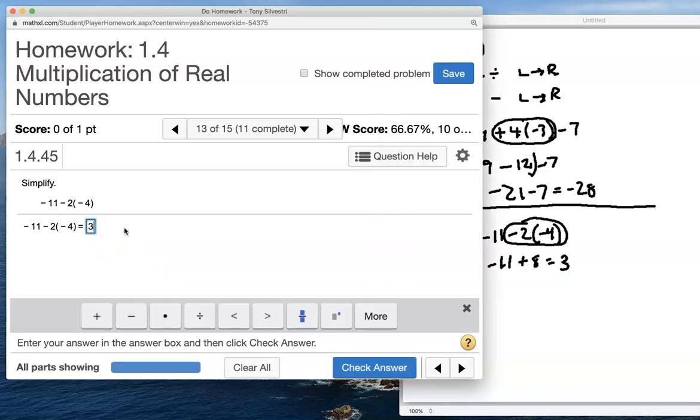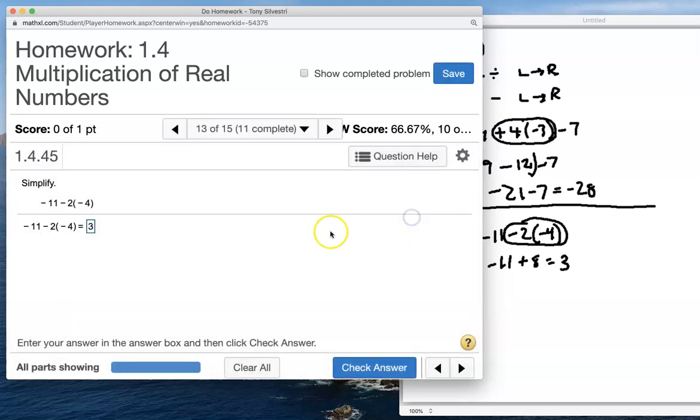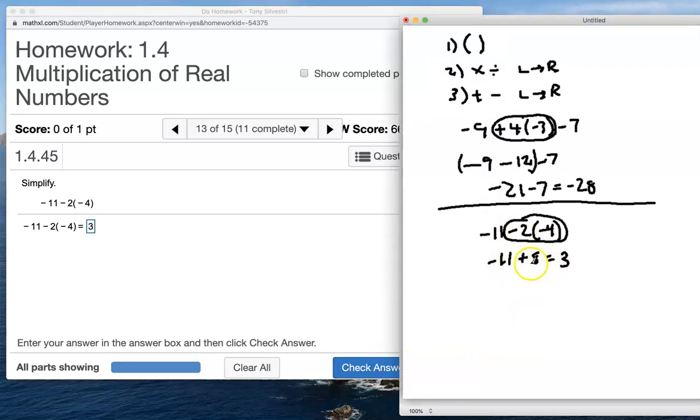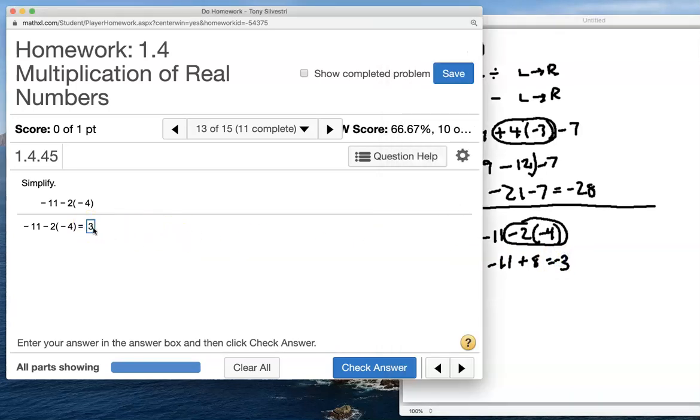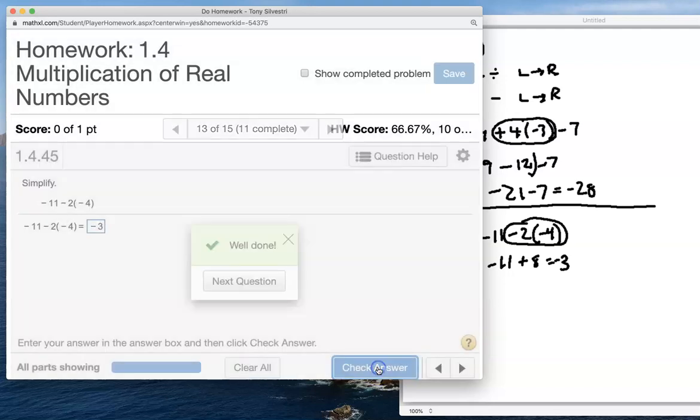Number 3. You got to do your order of operations. Uh-oh, what did I do wrong? Minus 3. Good thing I have multiple answers here. See, minus 11 plus 8 is minus 3. Put a minus right there. Sorry about that. Check your answer. Good. Now 2 more.